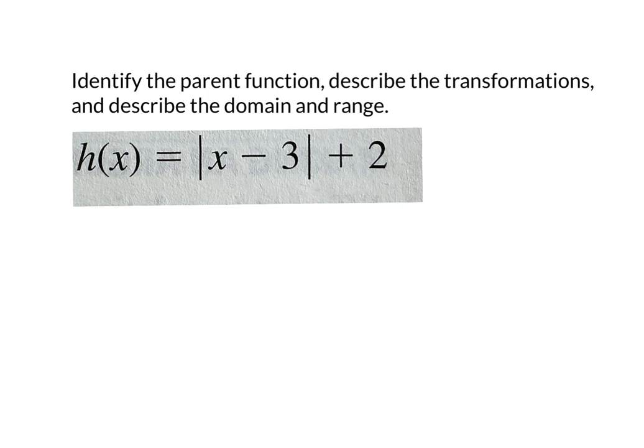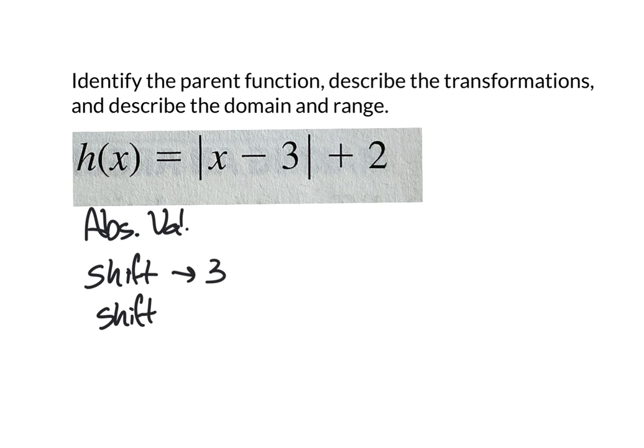Okay, last slide. Identify the parent function, describe the transformations, and describe the domain and range. Okay, the parent function is the absolute value. So I can put here, it's absolute value. Describe the transformation. Well, it's going to have 2 shifts. It's going to shift right 3, and then it's going to shift up 2. Right 3, up 2. Then I'm going to go over 1, up 1, over 1, up 1. So my V's up there.